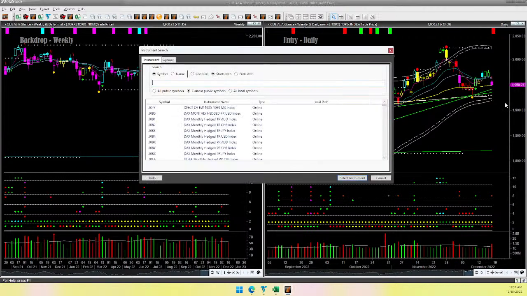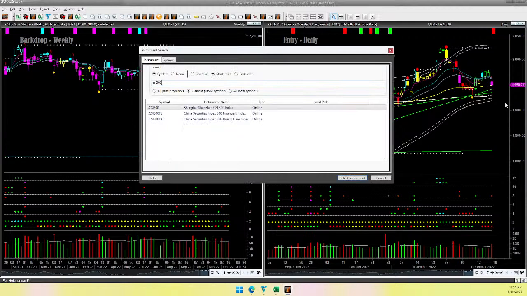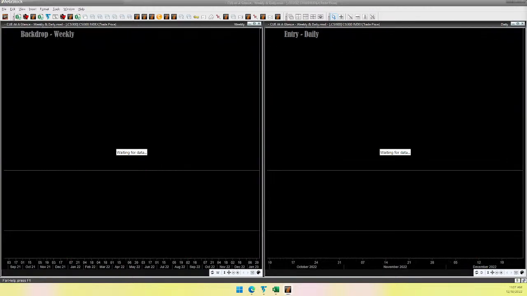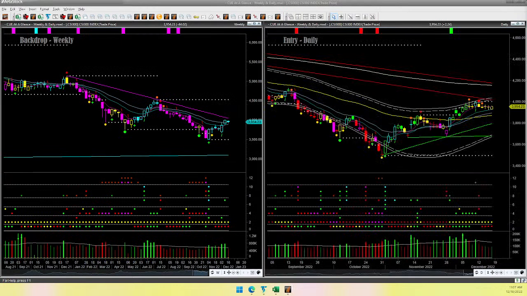China CSI 300 index. CSI 300 is inside a triangle pattern. I will not like to buy or short at this point. I will not short because trend line support is nearby. I will not buy because trend line resistance is nearby. And of course, there is no Q trade setup as of Friday's close.